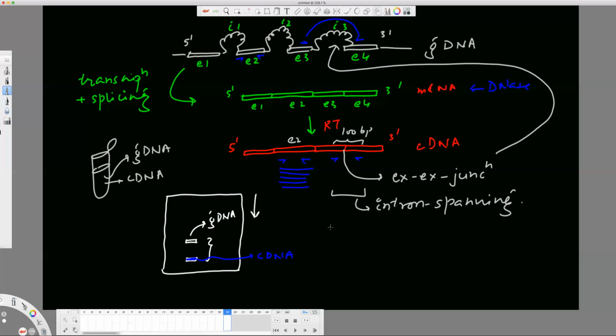Now, is there any way that I can get rid of the genomic DNA possibility altogether? So these are binding, but can I come up with a way that these primers don't bind at all to genomic DNA? Okay. So there is a smart trick.